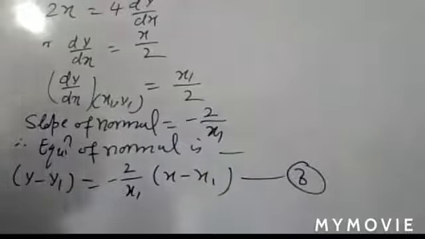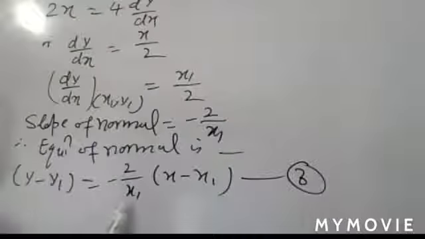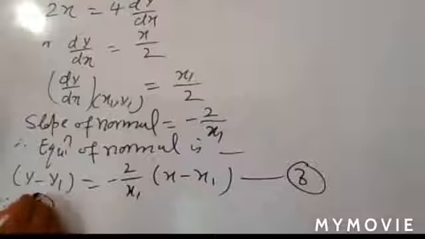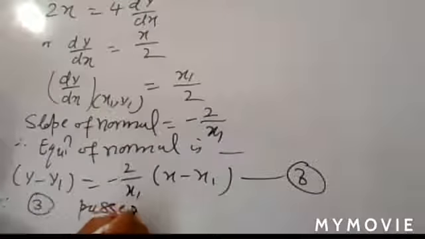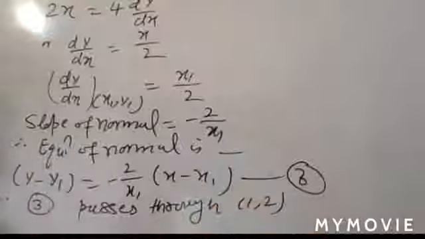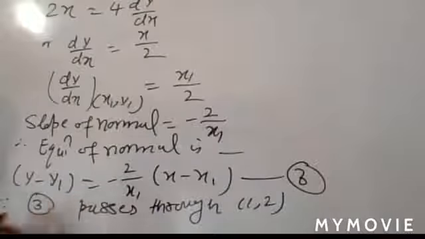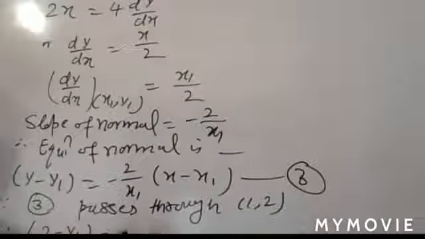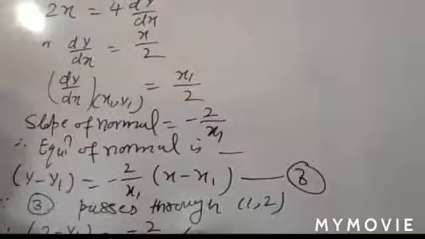Now what is given? Here it is given the normal is passing through the point (1, 2). तो इससे satisfy करा दो. So putting x is equal to 1 and y is equal to 2 in this equation. Since 3 passes through (1, 2), this normal is passing through point (1, 2). So you have 2 minus y1 is equal to minus 2 upon x1 into 1 minus x1.